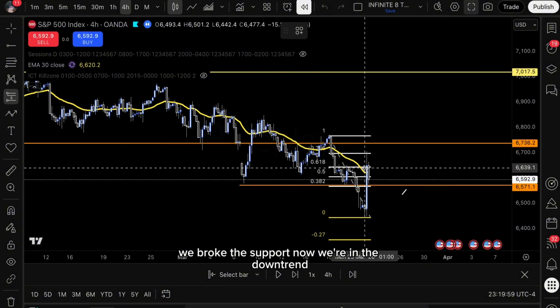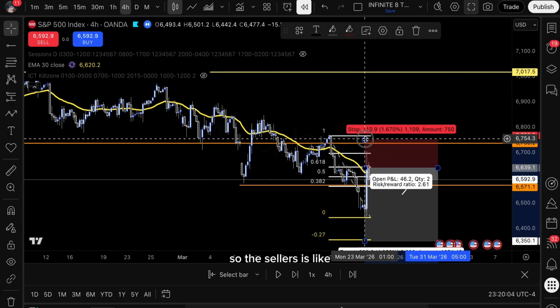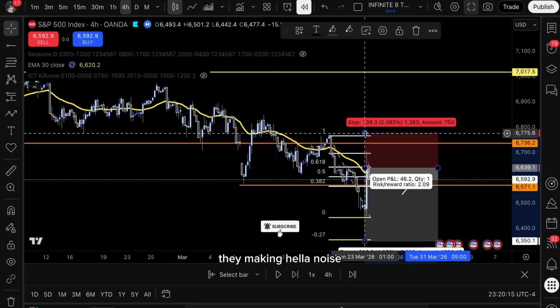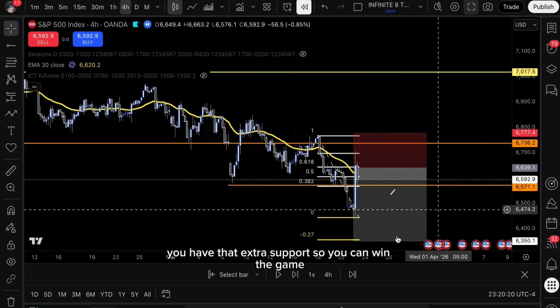Now we're in the downtrend. We're in the seller zone. But we have sellers' support. The sellers are like the cheerleaders for the basketball team. I'm saying the cheerleaders pull up, they're showing you the support. If the other team is shooting the free throw, they're making hella noise, trying to distract them. You have that extra support so you could win the game.